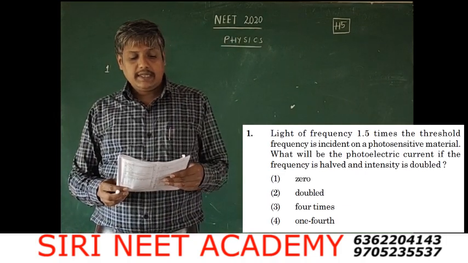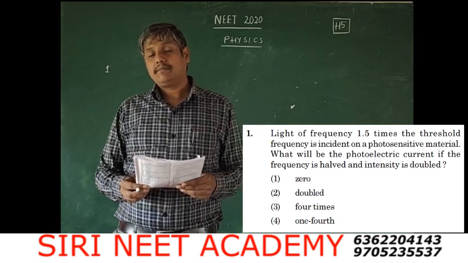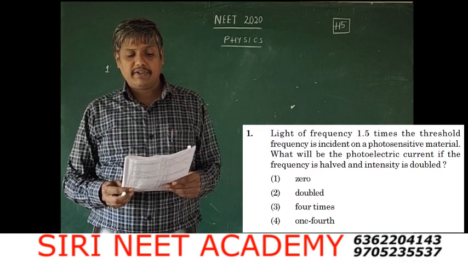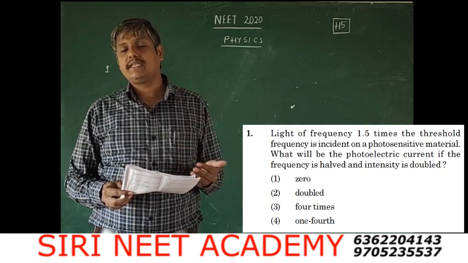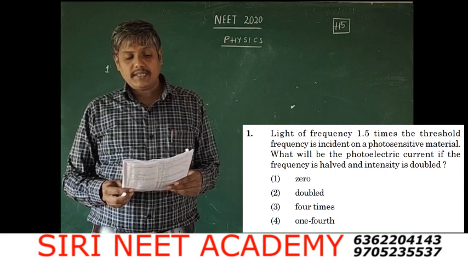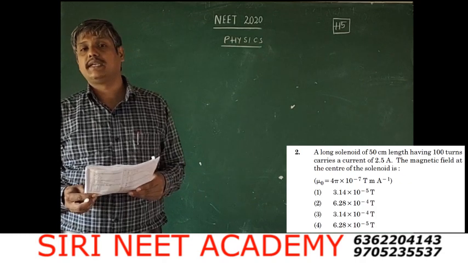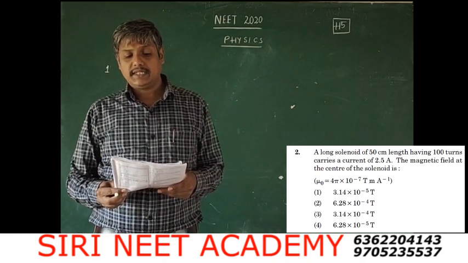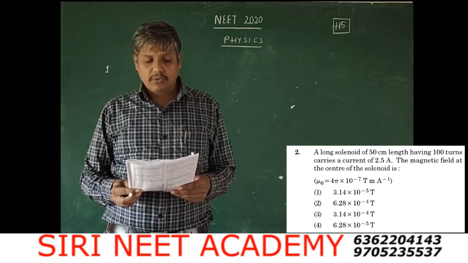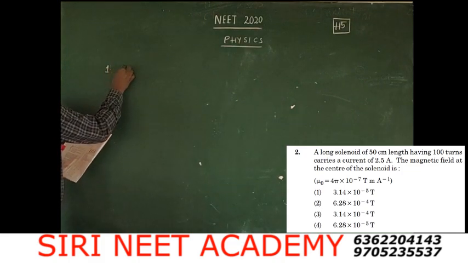Now you see that the incident light frequency in the first case is 1.5 times the threshold frequency. So as the incident light frequency is greater than the threshold frequency, there will be photocurrent. In the second case, the frequency is half, that means 0.75 times the threshold frequency. As the frequency of the incident light is less than the threshold frequency, therefore there will be no photocurrent. The option corresponding to the first question will be 1.